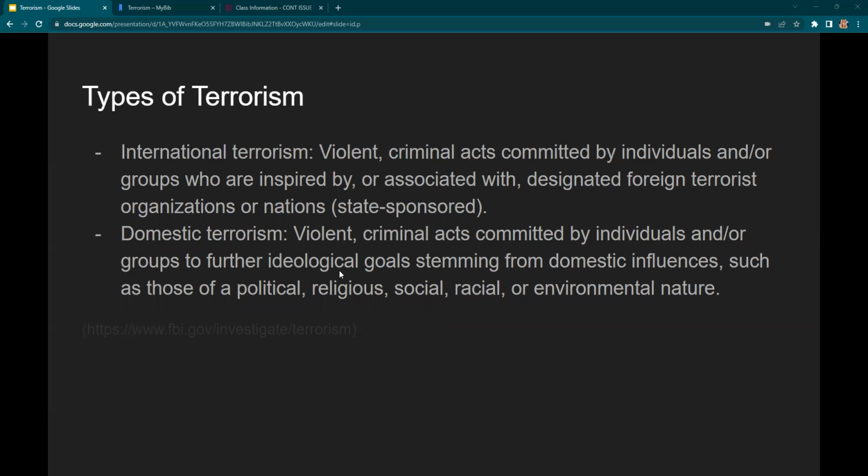Domestic terrorism is violent criminal acts committed by individuals and or groups to further ideological goals stemming from domestic influences such as political, religious, social, racial, or environmental nature.